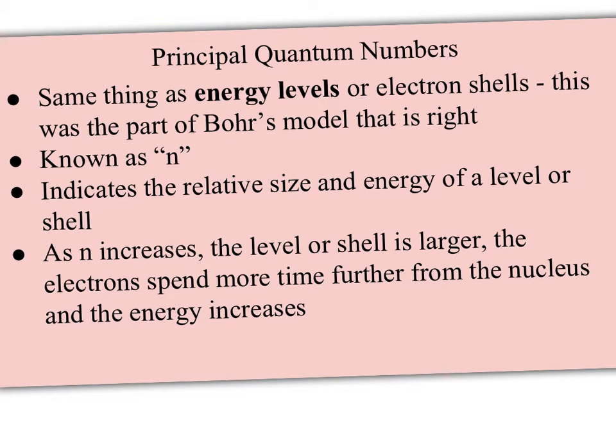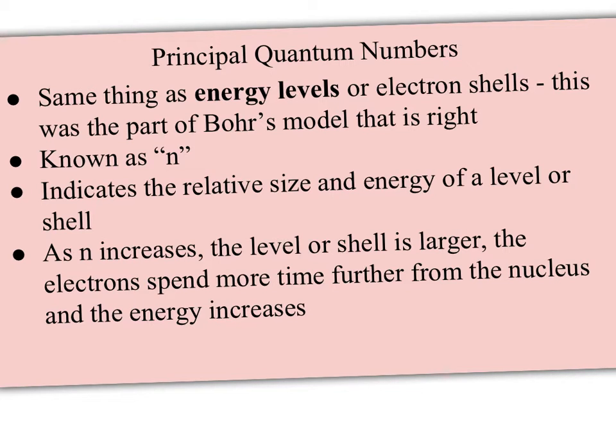Welcome. This video is going to take a closer look at Bohr's ideas about ground state and excited states, and this whole idea of energy levels and where electrons tend to hang out. Principal quantum numbers is the fancy name for energy levels, or what you might know as electron shells, these concentric circles that get bigger as you move out from the nucleus. And this is the part of Bohr's model that scientists believe was correct.